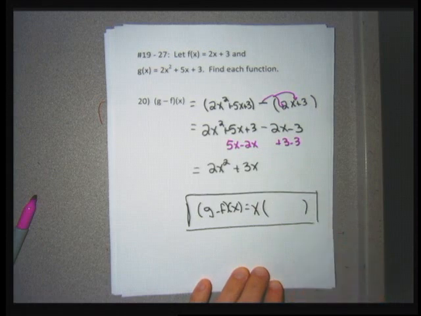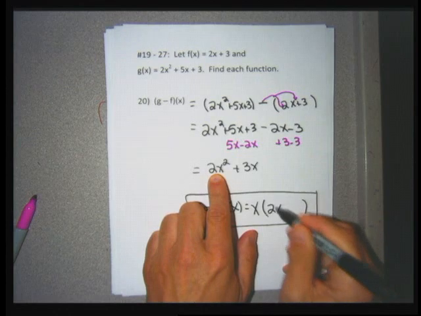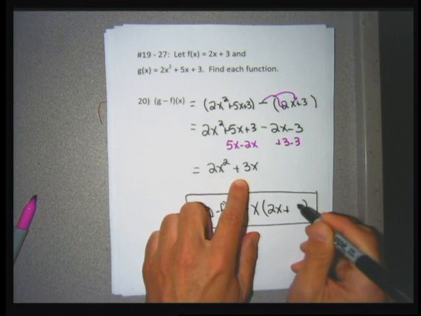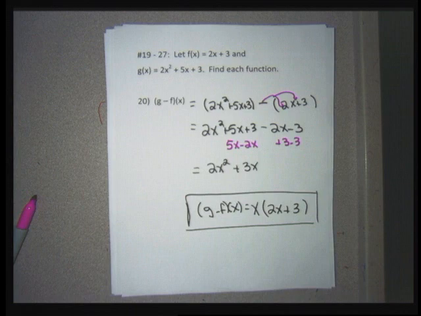I'm going to factor out an x. From the 2x squared, when I take one of the x's away, I'm left with a 2x. From the plus 3x, when I take an x away, I'm just left with a 3. So that factors into x times 2x plus 3. And the answer to problem 20, g minus f of x, is going to be x times 2x plus 3.